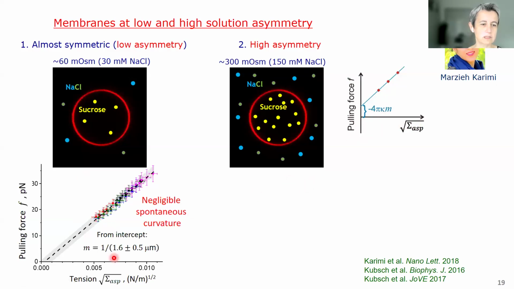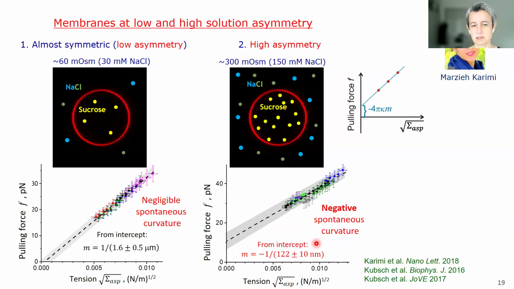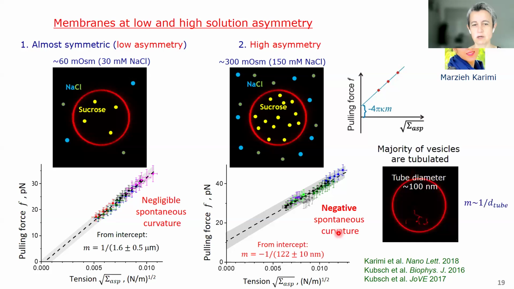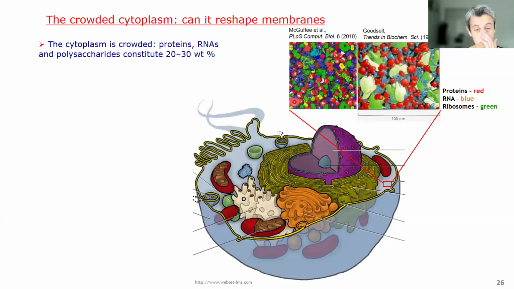And for the low asymmetry system, the intercept was negligible, reflecting negligible spontaneous curvature, while here, just by this asymmetry of salt and sugar, you get this high negative spontaneous curvature, which is why when we deflate these vesicles, they produce these tubes. And because the spontaneous curvature is inversely proportional to the tube radius, we know that these tubes have a diameter of 1/100, 1/120.